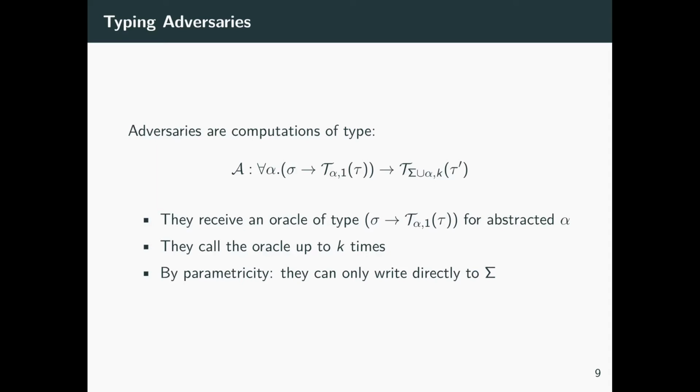So first, we can see that it may call the oracle at most k times, since the cost of every call is 1. And second, the parametricity induced by the quantification means that every effect that the adversary has directly on the memory must be in sigma, and any other effect needs to be through an oracle call. This is because the adversary cannot inspect alpha itself and then must behave the same no matter what alpha is instantiated to.